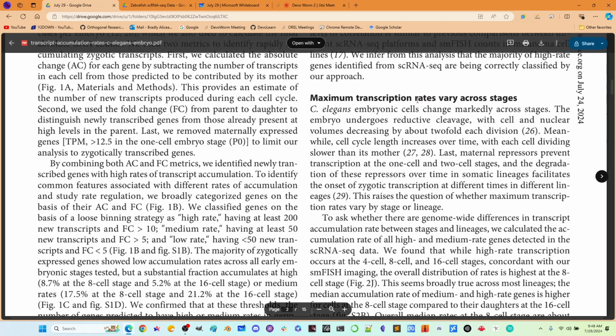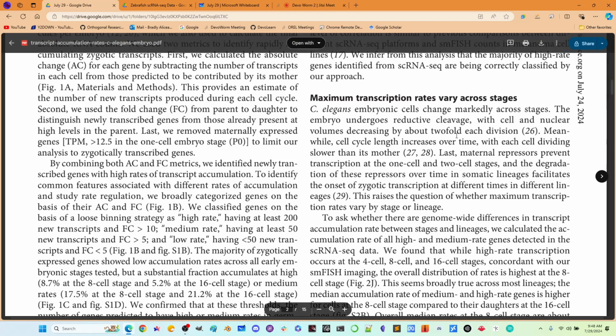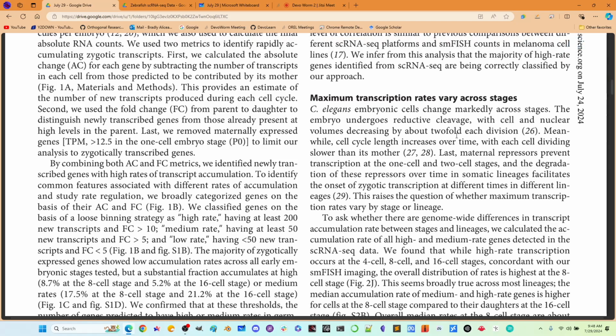This is interesting. They talk about transcription rate varying across stages. So embryonic cells change markedly across stages. When the embryo undergoes a reductive cleavage, where cell nuclear volumes decrease by about twofold each division, then we get this difference in transcription rate. As you know, you get cells, you have a certain volume in the embryo, and as cells divide, they get smaller with respect to the embryo. So the daughter cell size reduces with each round of cell division. So you don't need to have as high of a transcription rate if your daughter cells are getting smaller and smaller.